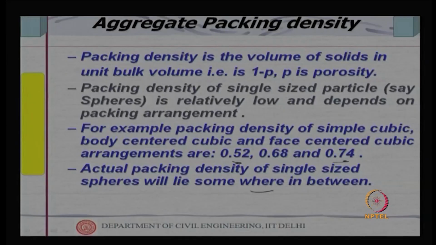That is why if you recall, we defined for rounded aggregate the packing density as 0.67, when we were talking in relation to shape. So, to define shape we used some angularity index, where we used the packing density as 0.67.